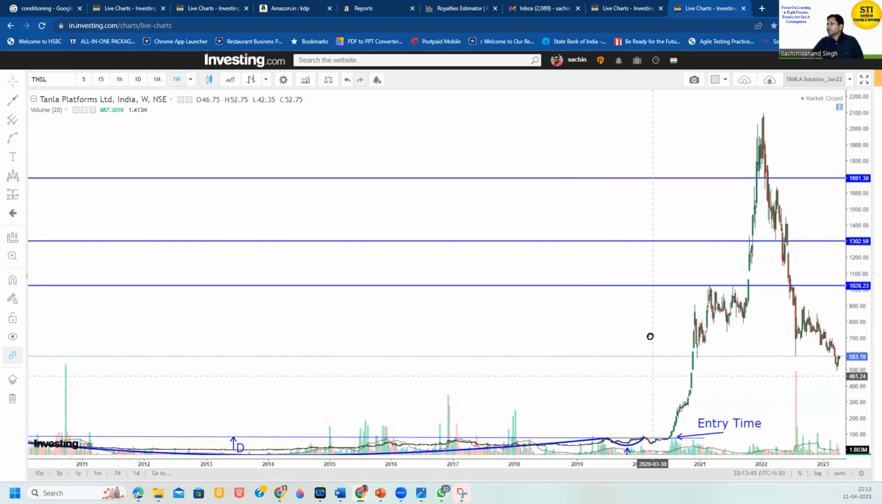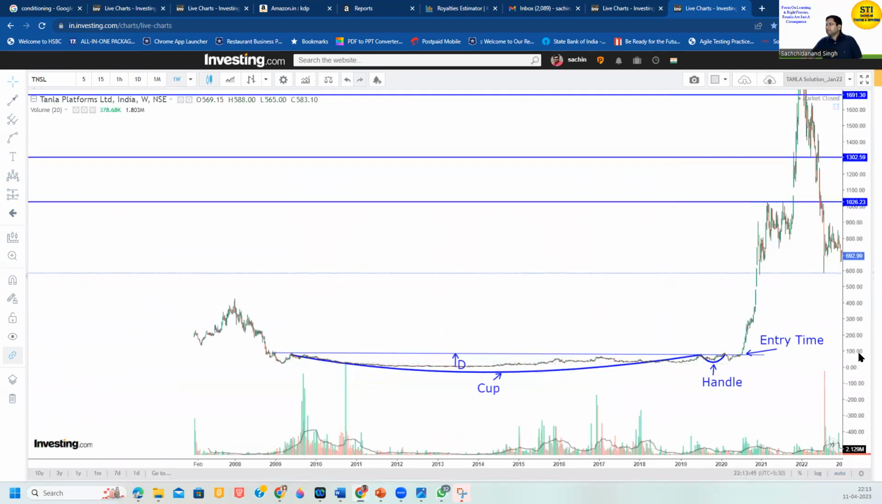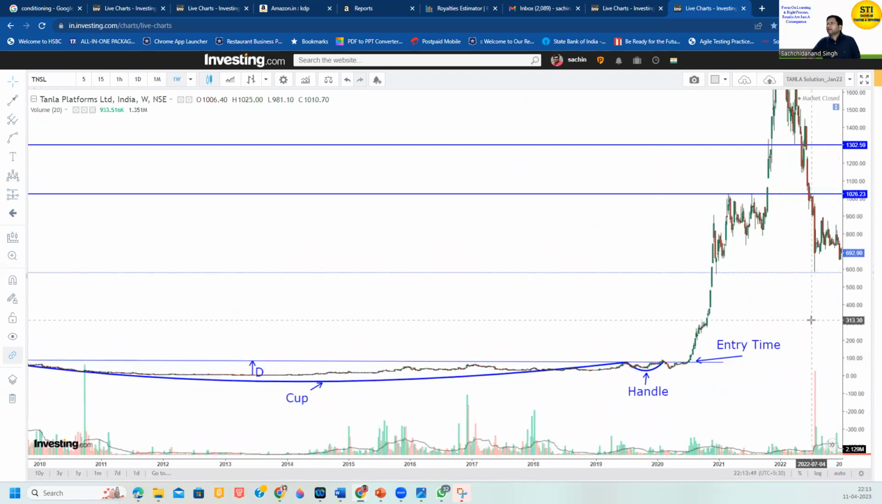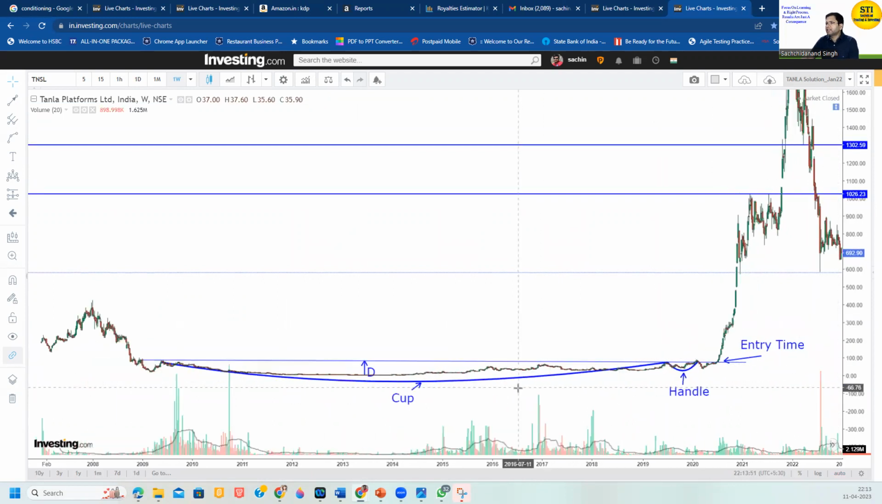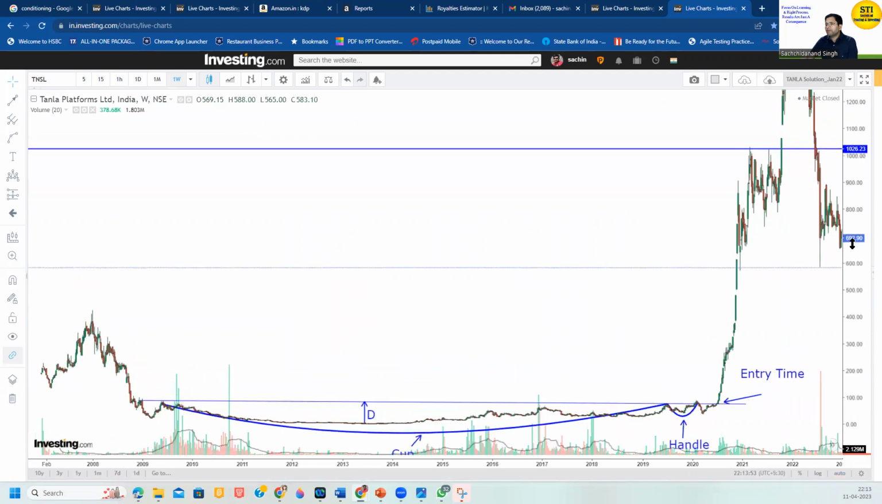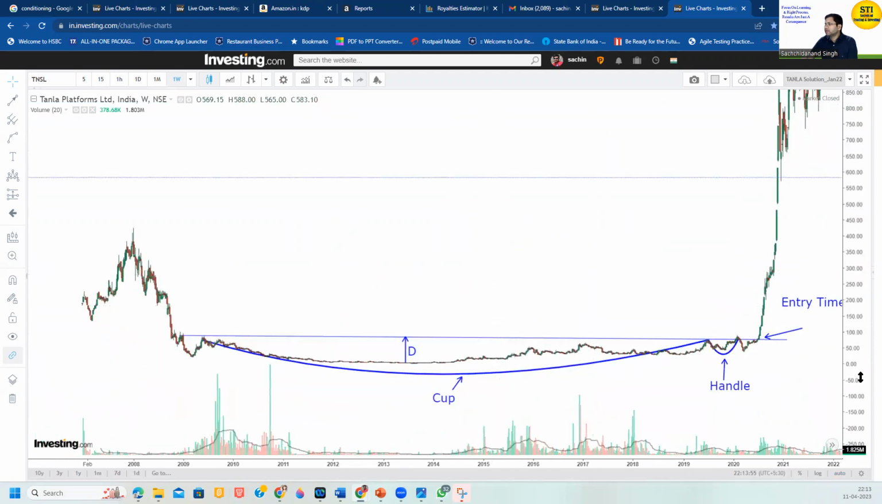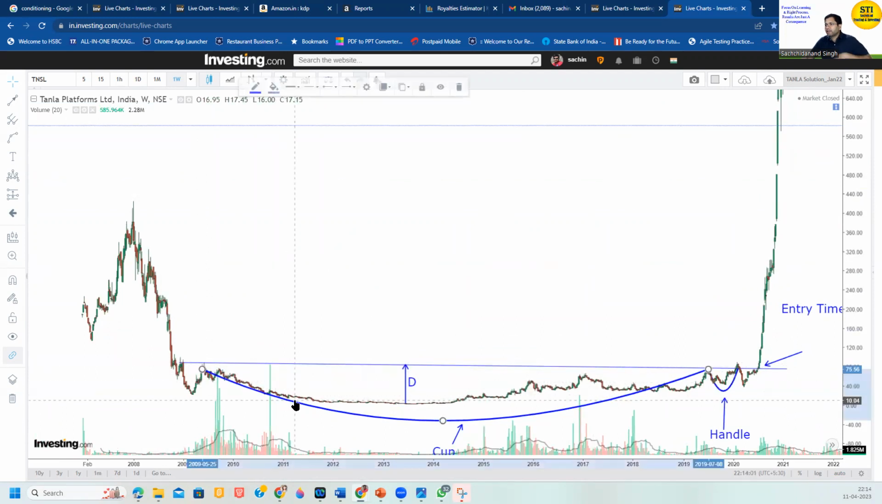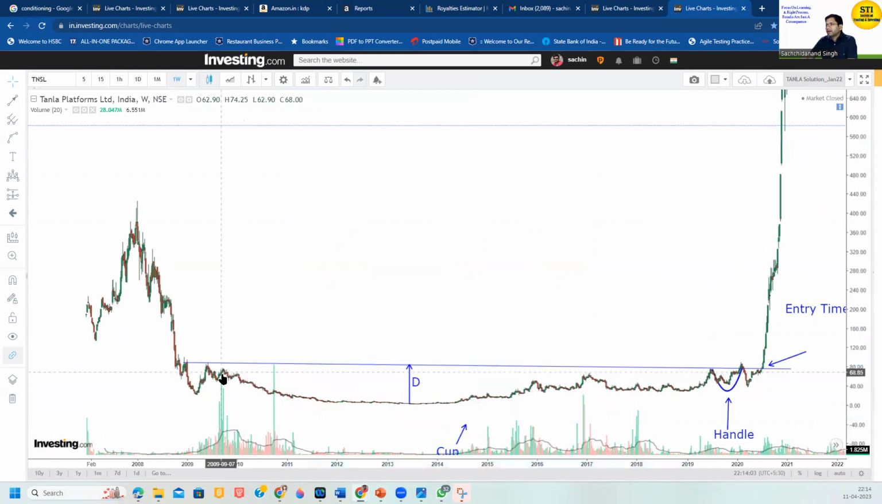Okay, so look at this chart. This is the real chart. So the formation is happening. I'll just zoom in just to clarify. So this is somewhere around 2009. The price point remains almost flat, and it is coming down.